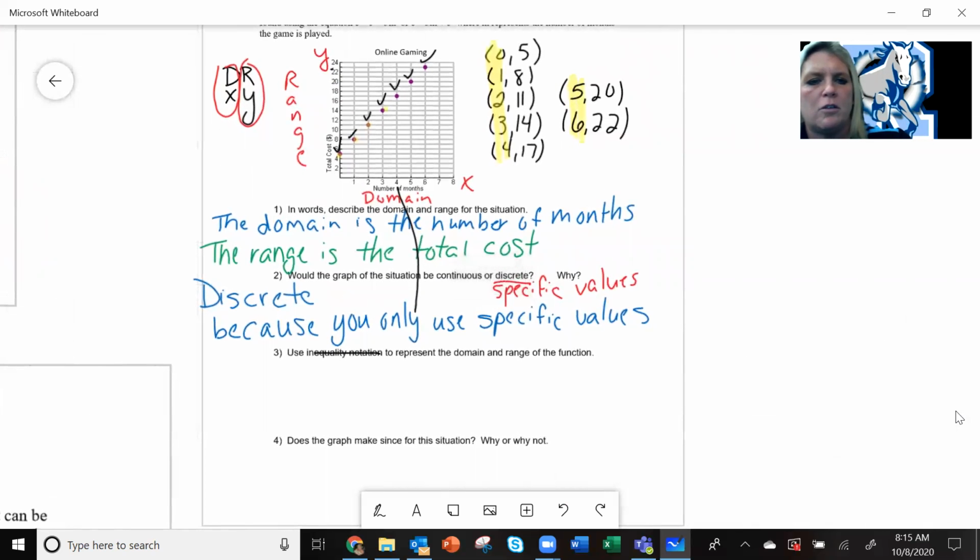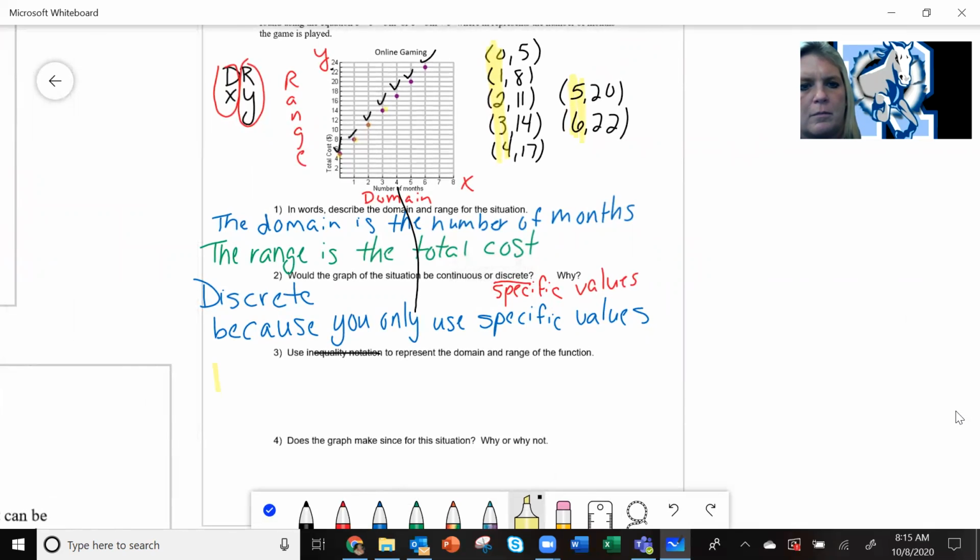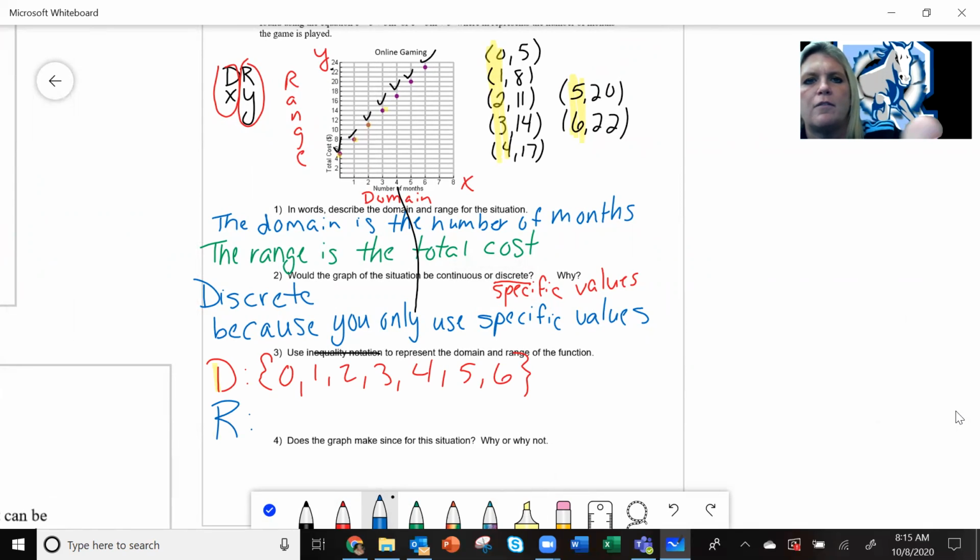So when I go to write my domain I'm going to use set notation, and I'm going to write all those X numbers: 0, 1, 2, 3, 4, 5, and 6. My range are the set of Y numbers. So that's what I did not highlight. So they go, let's see, I've got 5, 8, 11, 14, 17, 20, and 22.